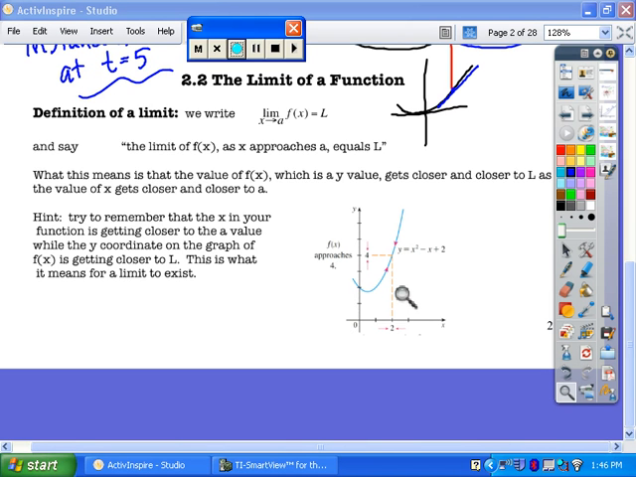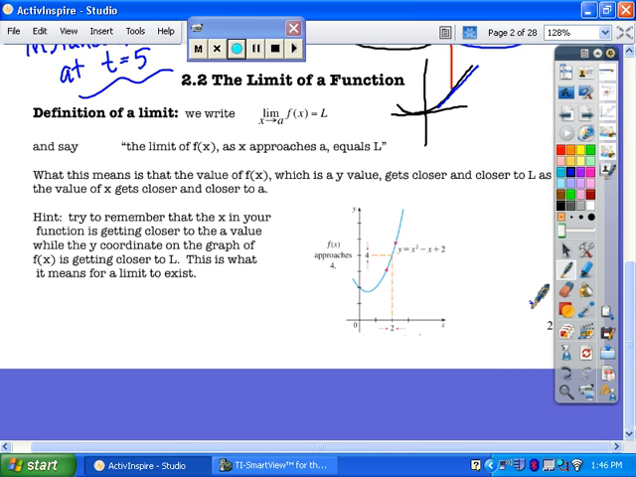The biggest thing we need to understand with limits is that in order for a limit to exist, the value of the function must approach the same value from the right as it does from the left. So they've got to be meeting together. When I look at this diagram, let's say I'm going to say the limit of this function as x approaches 2.